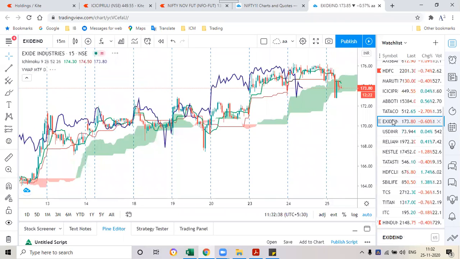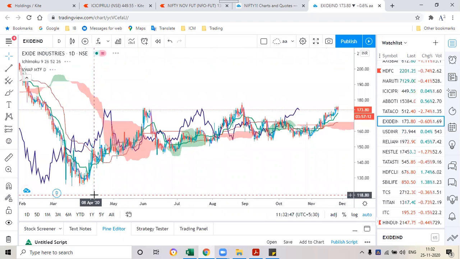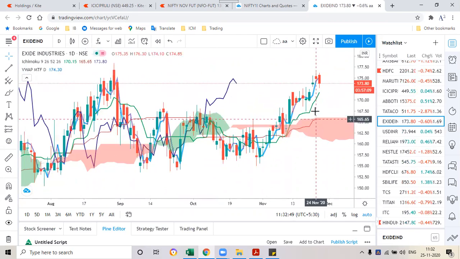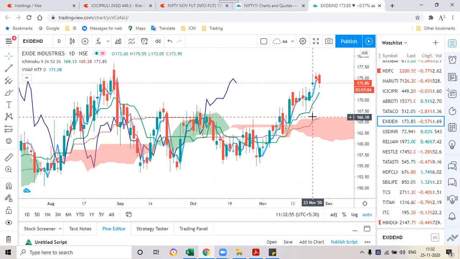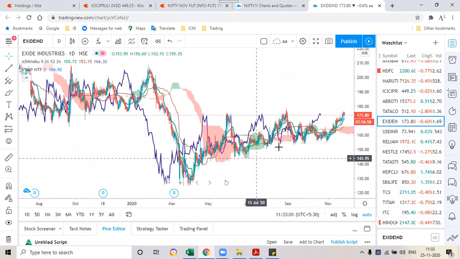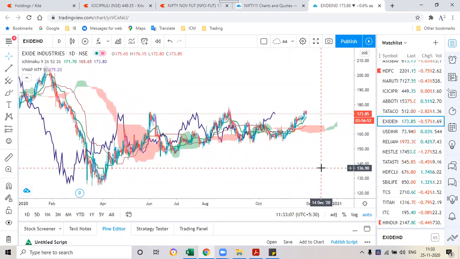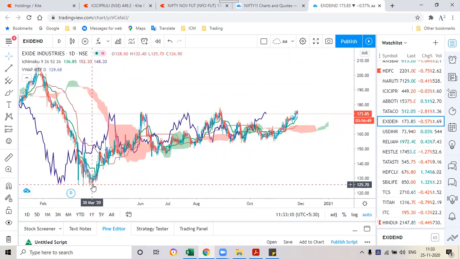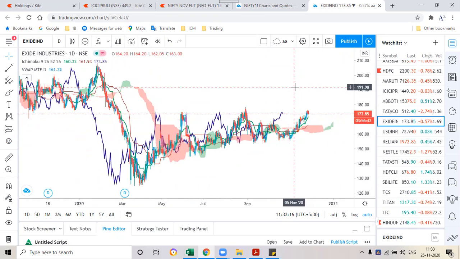Exide also, that was the setup. Exide, I had suggested around 169 in that like-minded traders group. That was also based on a daily. See here, somewhere here it broke, and then the price also broke, and now it's going up around 168 level. I had suggested it, but don't worry, it looks pretty bullish here, because the clouds are moving sideways, but looking at the overall price action, it's making higher lows. So probably we may see around 190, 200 level for Exide.